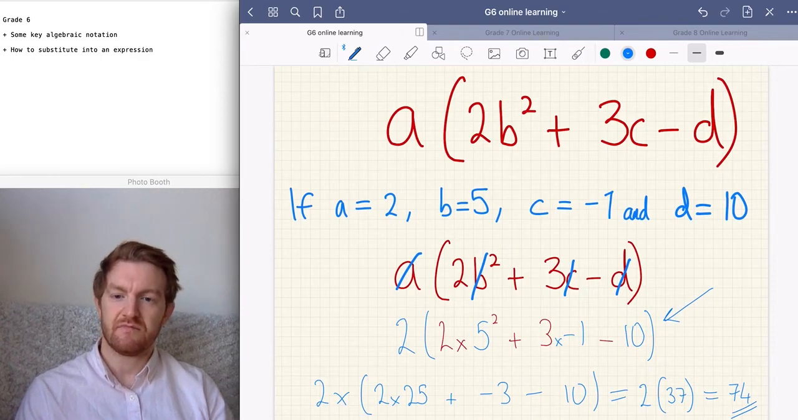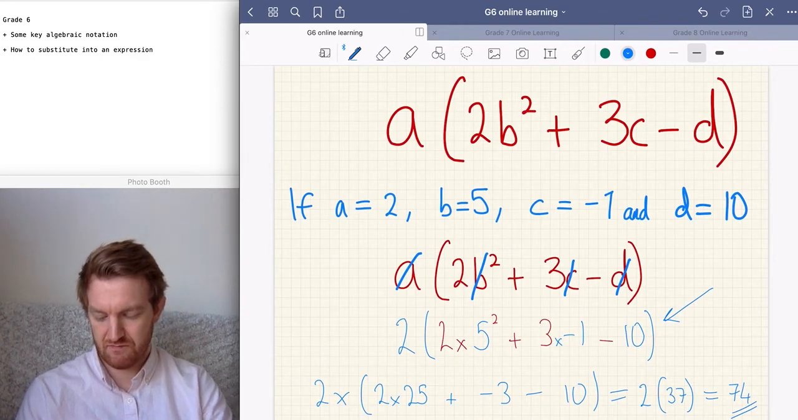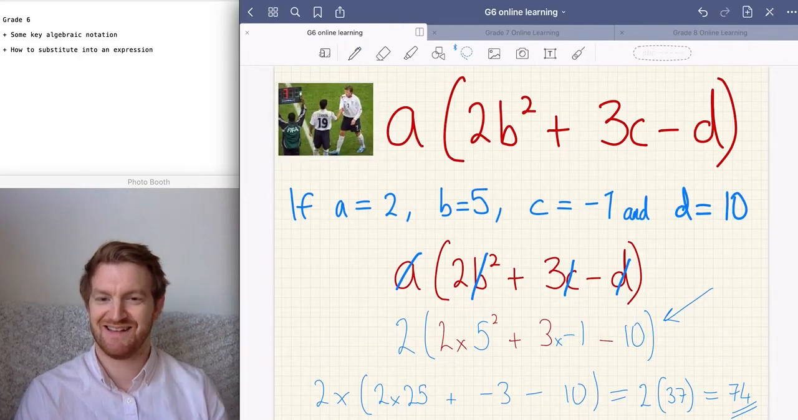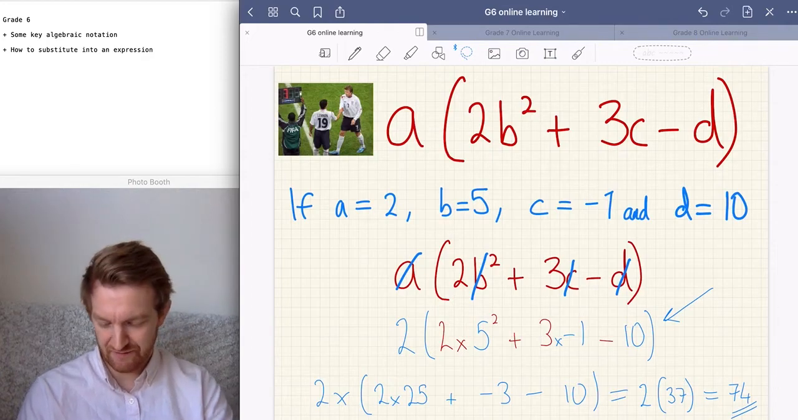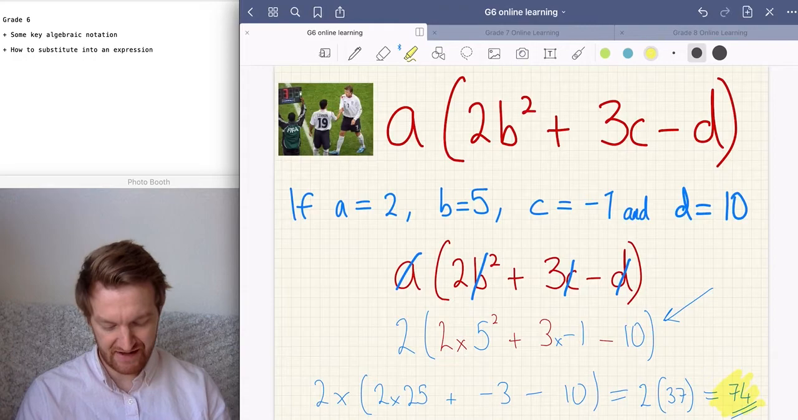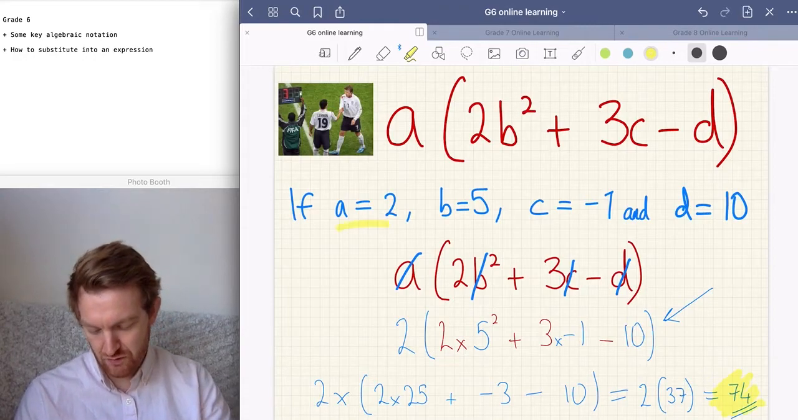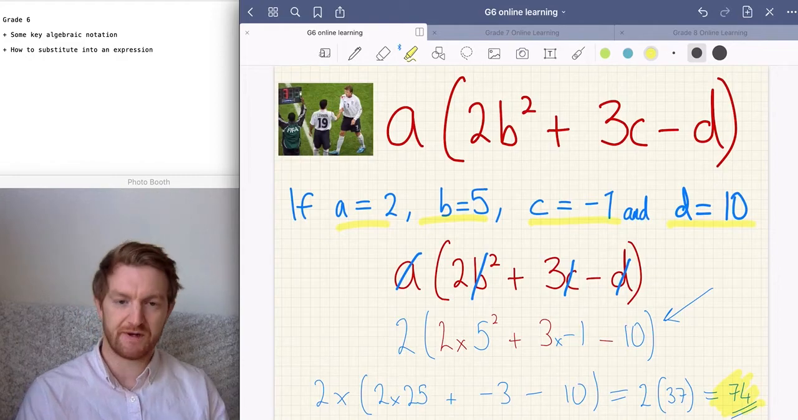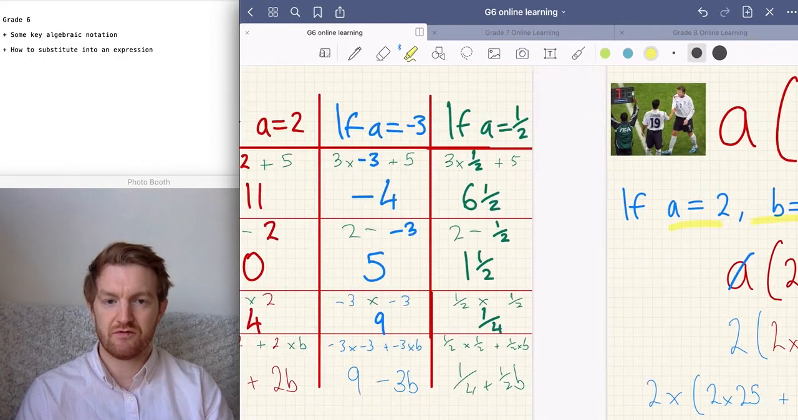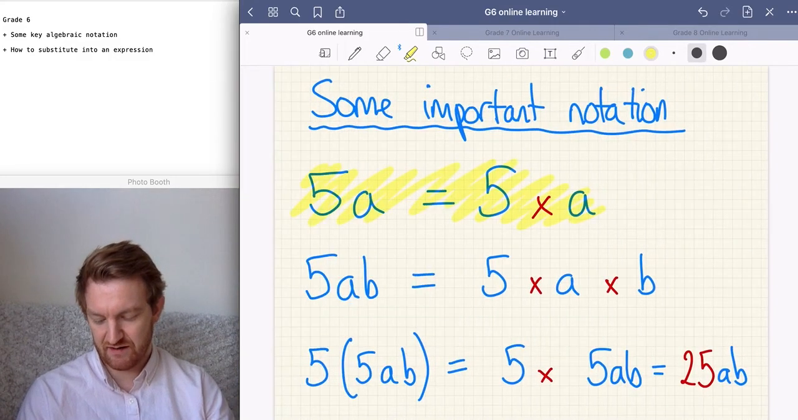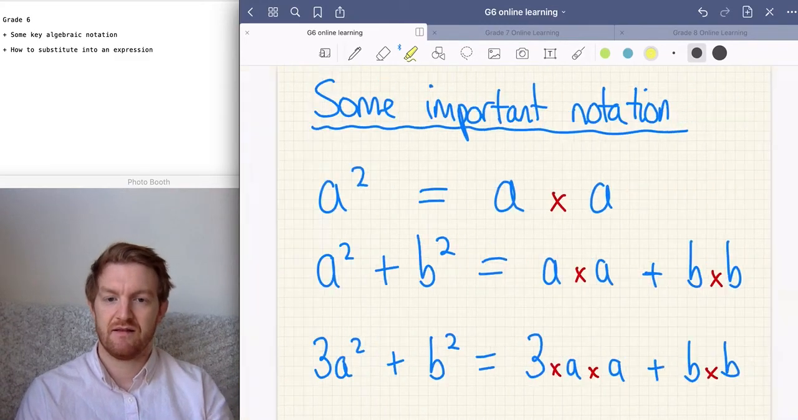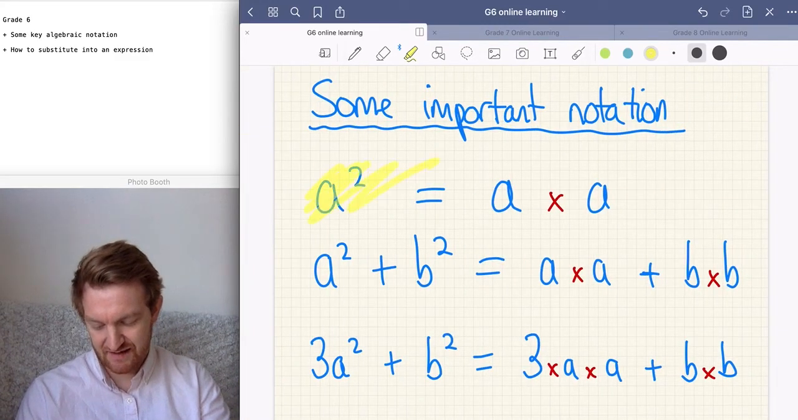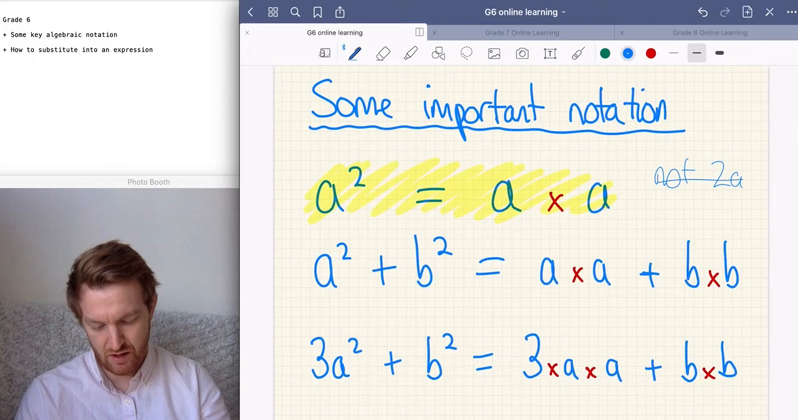So, substitution. Substitution is where you take letters out, you put numbers in, and you work out a final value, a numerical value for your algebra. You need to know what the values are. They'll be given to you in the question today. And you need to make sure you're very careful. I'm just going to go back over some of your key notation. Things like 5a means 5 times a. You know that a squared means a times a, not 2a. So write that again, not 2a, no.